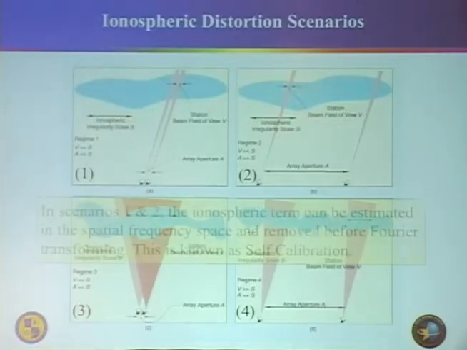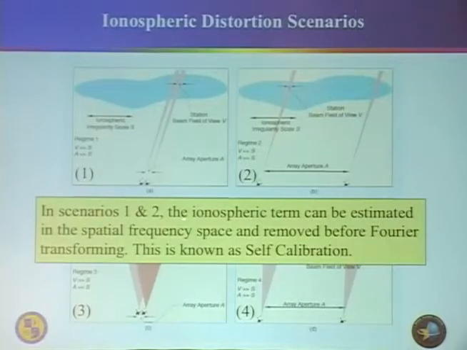So effectively, the astronomers have come up with good ways of dealing with scenarios 1 and 2. You essentially calculate what the ionospheric phase is. You can solve that by taking all the antennas and calculating the individual ionospheric phases, correct for that, and then remove that before you actually do the Fourier transform imaging. And this is the technique known as self-calibration. It's the most powerful technique they have for correcting for ionospheric effects.